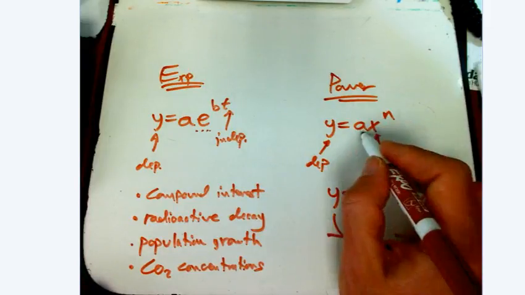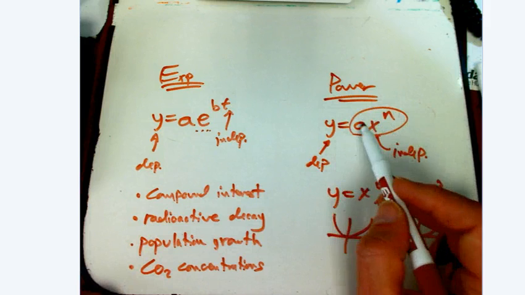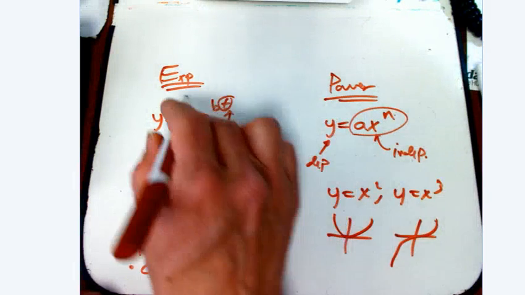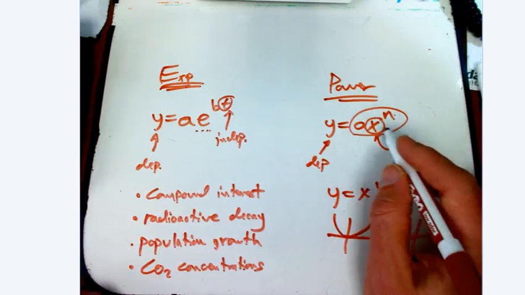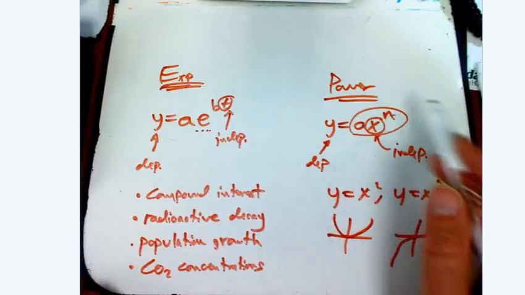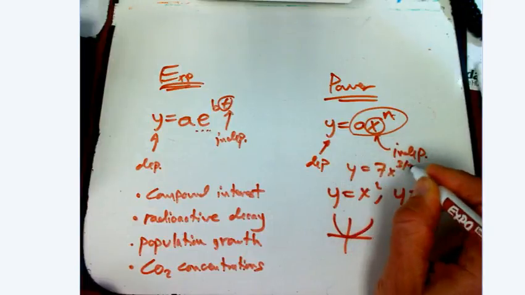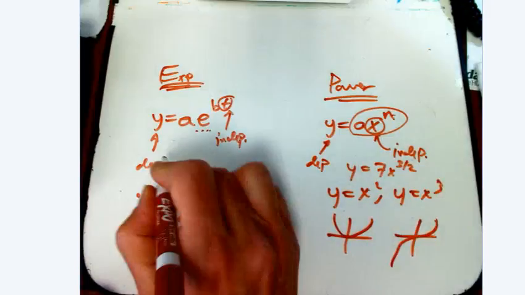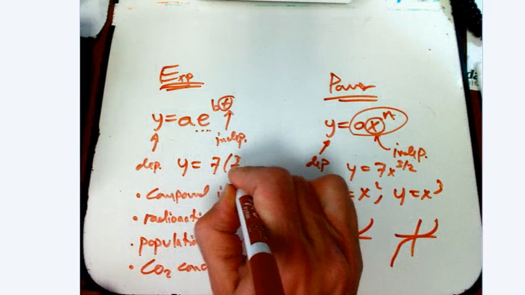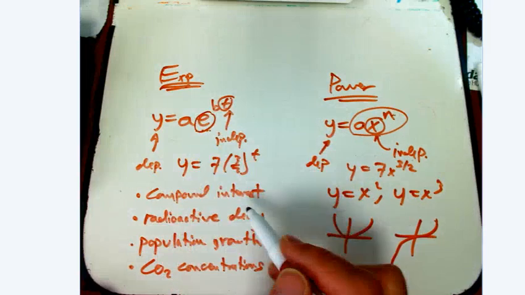But when you have this kind of model, just one single, it's a monomial, is another name for it, a multiple of a power. The variable here is in the exponent, the variable here is in the base, and that's quite different. These guys are not variables. So like y equals 7x to the 3 halves. That would be a power function. Whereas y equals 7 times 3 halves to the t. Notice this doesn't have to be an e. This is just a very standard thing that works well for calculus.